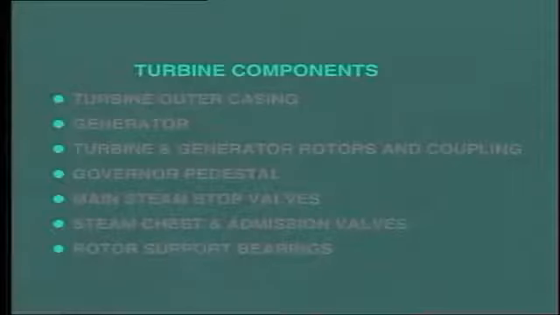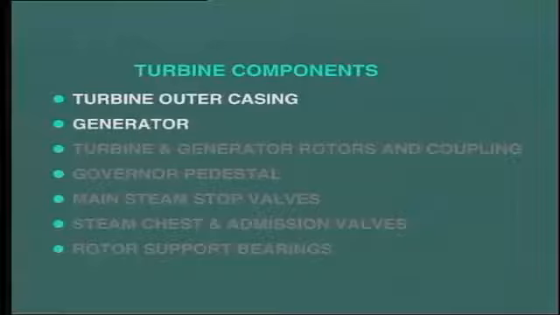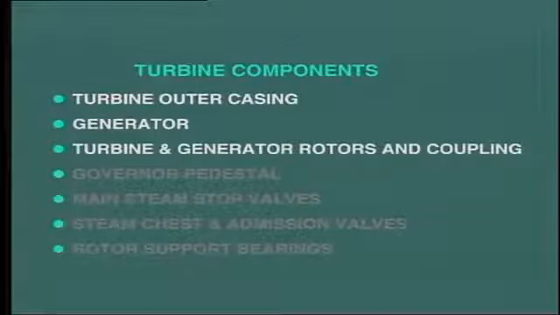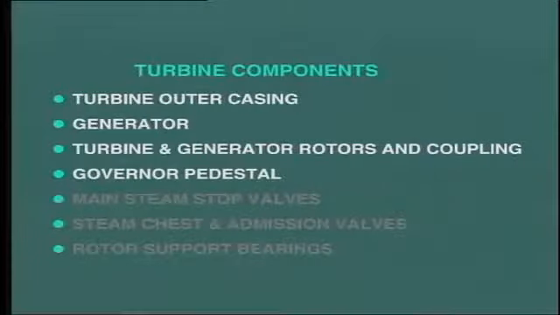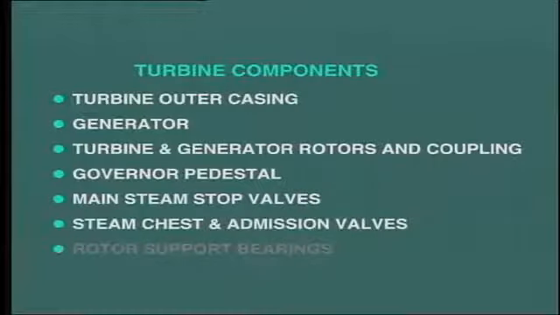Make sure that you know where the following components are located on your particular turbines: the turbine outer casing, the generator, the turbine rotor, the generator rotor, and the associated coupling, the governor pedestal, the main steam stop valves, the steam chest and associated admission valves or control valves, the location of bearings which support the turbine rotor. Now, the particular machine that we've been studying is made up of several cylinders, and we'll be looking at other cylinder arrangements in a moment.